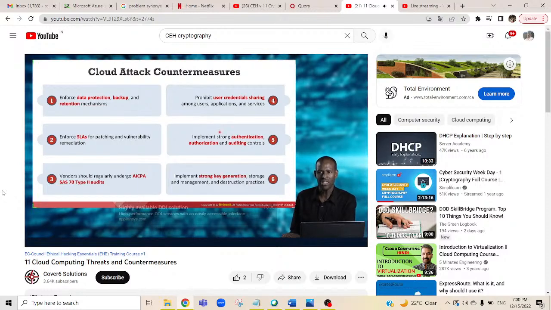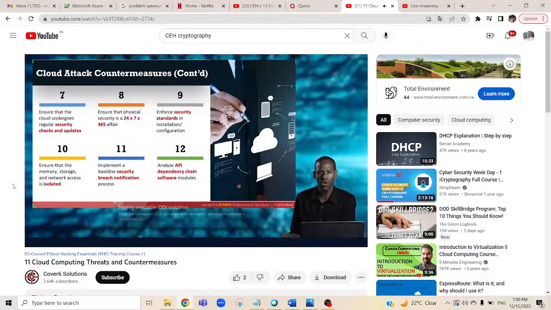Also, strong authentication, authorization, and accounting. That's AAA. That's part of identity, like I was talking about before. Strong key generation, storage and management. Most cloud service providers have very strong recommendations for this. You may want to follow them. But there's more here. There's also making sure that the cloud undergoes regular security checks and updates. Just like you're going to do in your infrastructure network, you want to always be checking that cloud to make sure that it is ready for attacks.